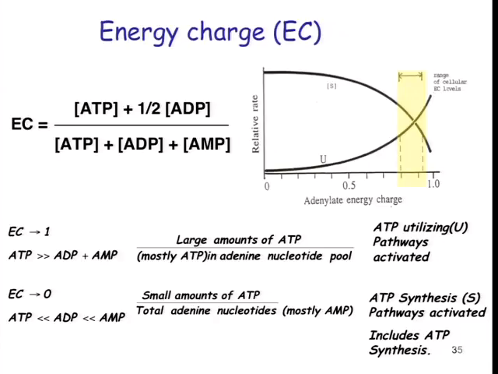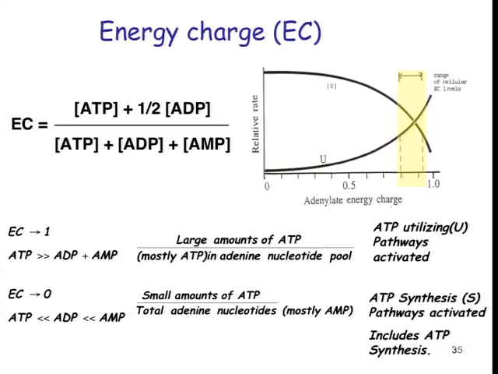That's simple math. So you have large amounts of ATP, and mostly ATP in the adenine nucleotide pool, and your ATP utilizing reactions will occur. That's up here when your energy charge is close to 1. In the other way, you have small amounts of ATP. That's the currency for the cell. So clearly you want to make more of it. You've got mostly AMP, so you want the ATP synthesis reactions, which are up here, to be done.